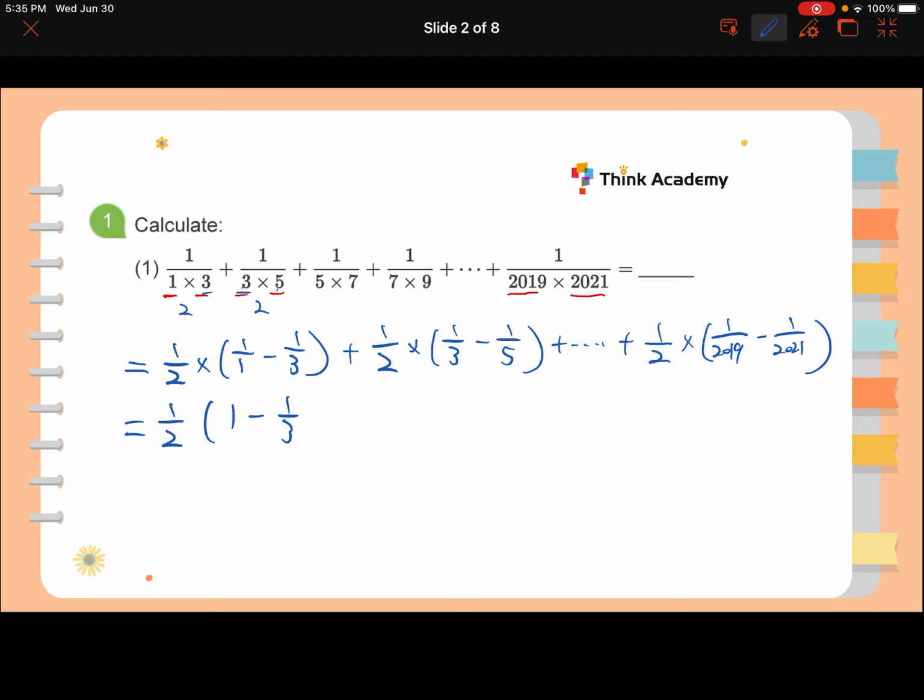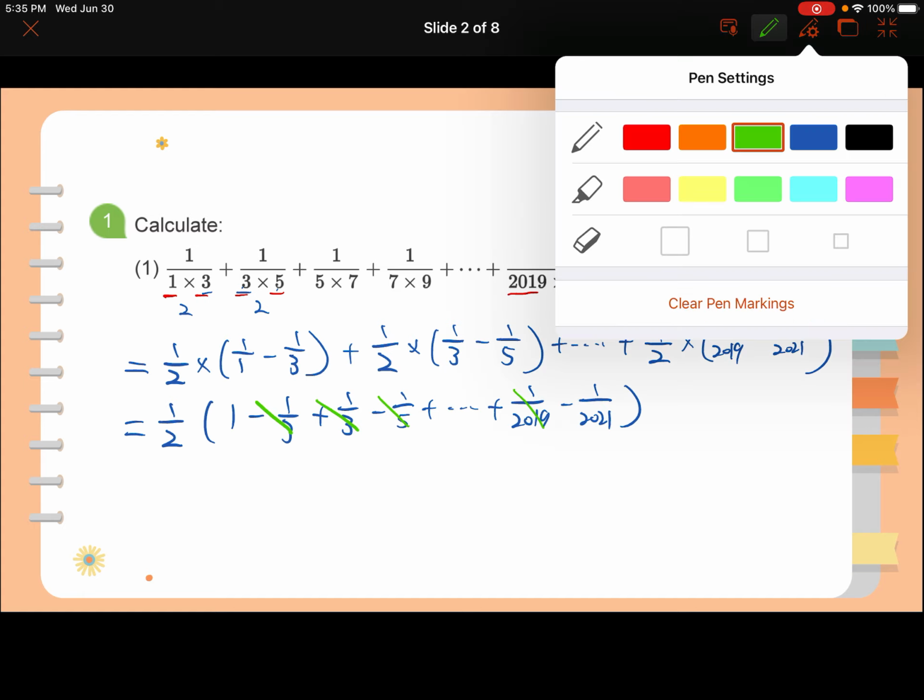We can pull out a 1/2 and use a parenthesis to represent everything inside. So we have 1 over 1 minus 1 over 3 in the first term. In the second term, we have 1 over 3 minus 1 over 5. And it goes on until the last term, where we have 1 over 2019 minus 1 over 2021. Okay? And you see that we have a minus 1 over 3, and we also have a plus 1 over 3. That means we can cancel them out. And the same goes for 1 over 5 and on to 1 over 2019. So we can cancel out all the terms in the middle and are only left with the first term 1 and the last term minus 1 over 2021.